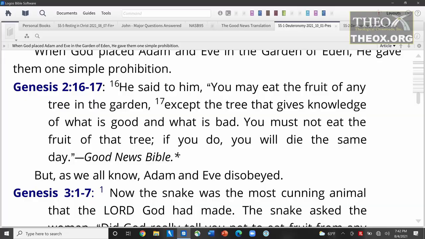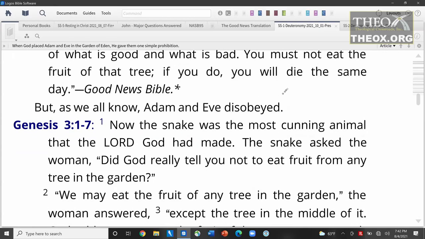Interesting stuff. When God placed Adam and Eve in the Garden of Eden, he gave them one simple prohibition. Gordon? Genesis 2, 16 and 17 from the Good News Bible. He said to him, "You may eat the fruit of any tree in the garden except the tree that gives knowledge of what is good and what is bad. You must not eat the fruit of that tree. If you do, you will die the same day."